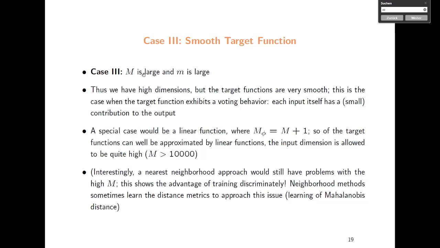Then M can be large if m is large. So if we have many dimensions but the function is relatively boring, this can also work. For example, when we discussed ad placement or search engine ranking, the number of inputs is sometimes 10,000 or more, and this can still be modeled by very simple linear systems, because the complexity is so small, because every input makes a small contribution essentially.